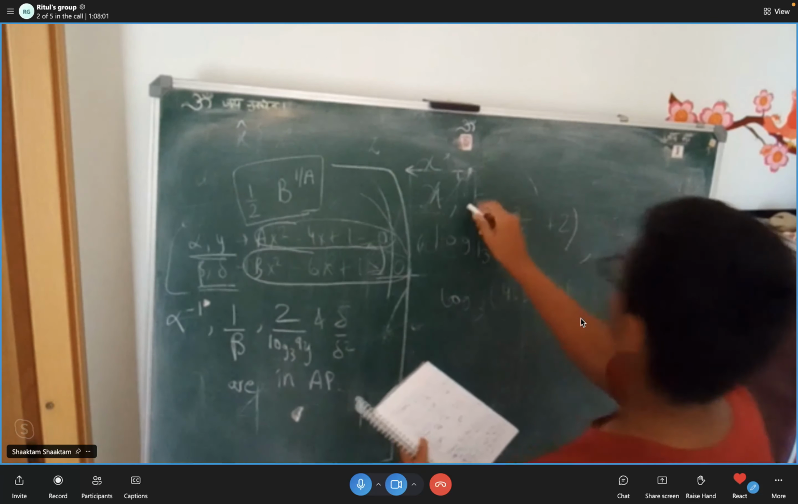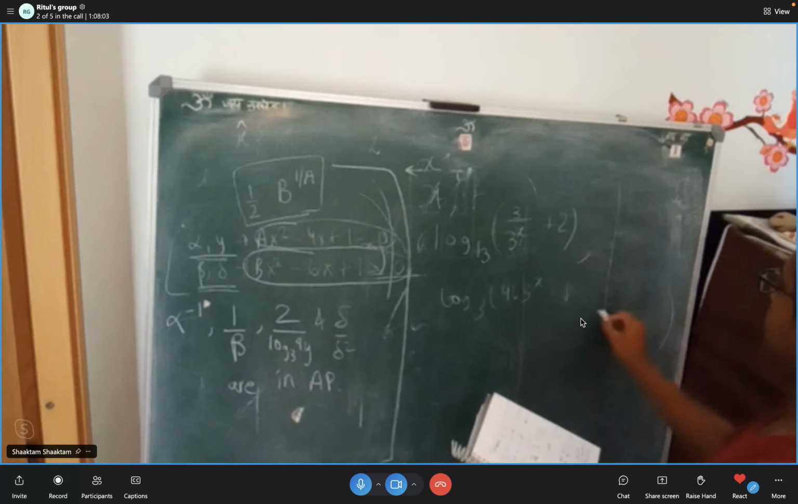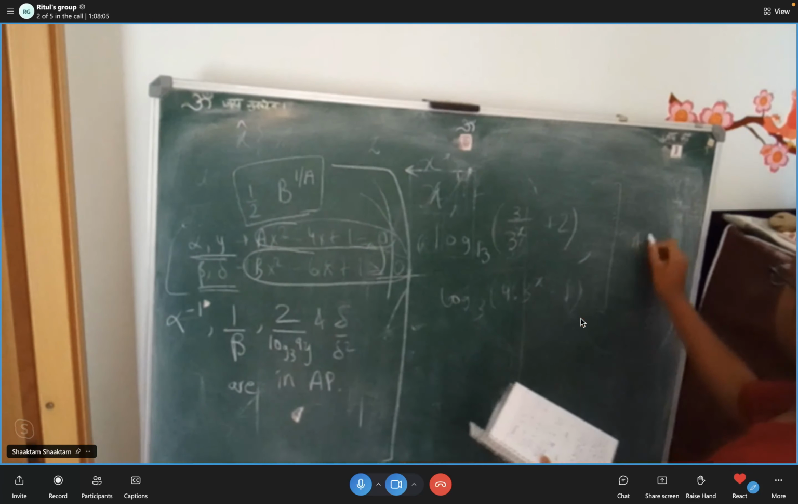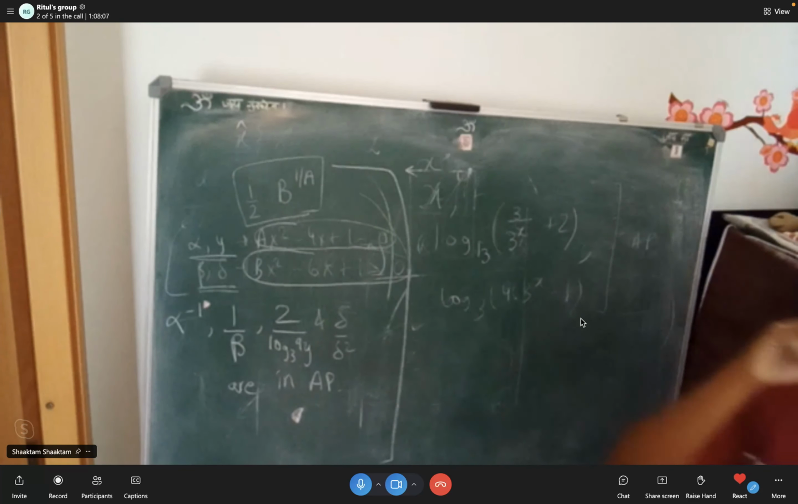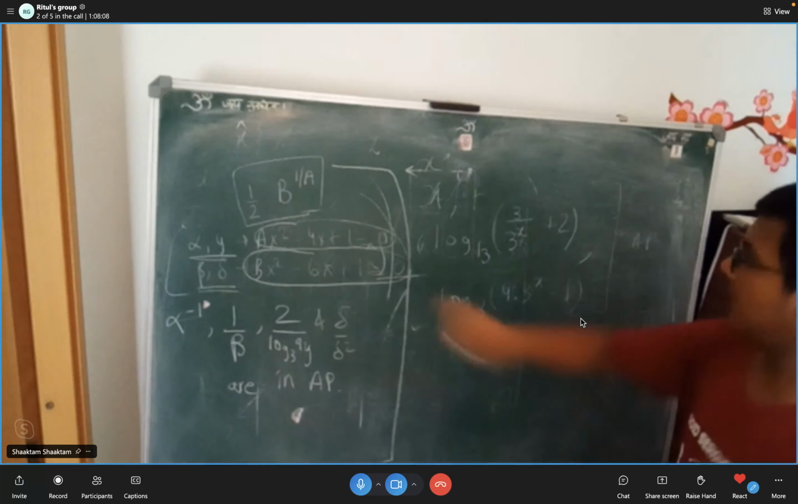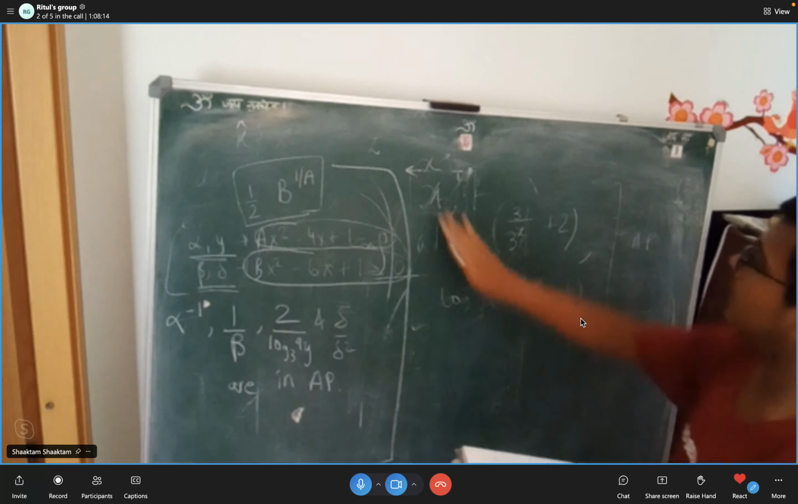If one, this term and this term are in an AP. The 3 terms are in an AP. Yes: 1, this log base root 3 by 3x plus 2, and log 3 of 4 into 3x minus 1.